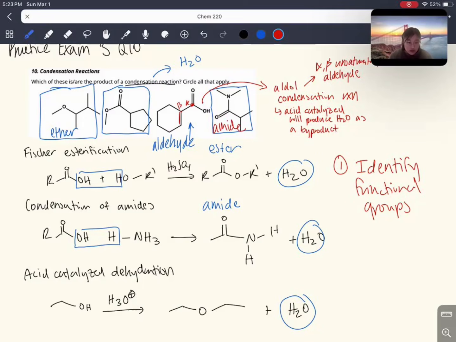If not, it's not a condensation reaction, and I wouldn't circle it as an answer choice for this problem. Now that you are learning more and more reactions and it's getting harder to remember all of them, my suggestion would be to try and categorize them into functional groups. Which functional groups are part of your reactants, which are part of your products, etc. That can help you better remember your reactions when you have so many of them, right?